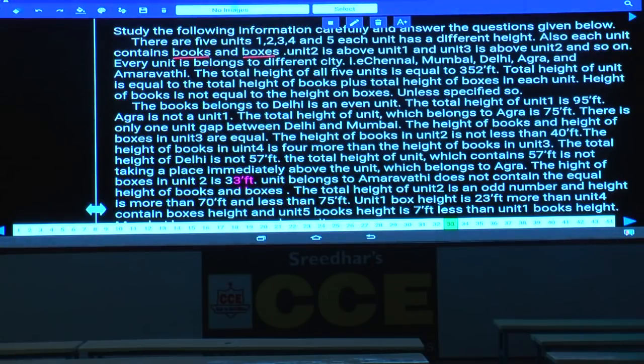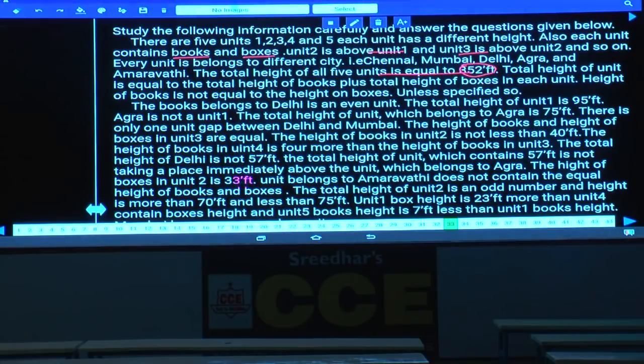Unit 2 is above unit 1, unit 3 is above unit 2, and so on. Every unit belongs to a different city: Chennai, Mumbai, Delhi, and so on. Every unit belongs to 5 different cities. And the total height of all the 5 units is equal to 352.